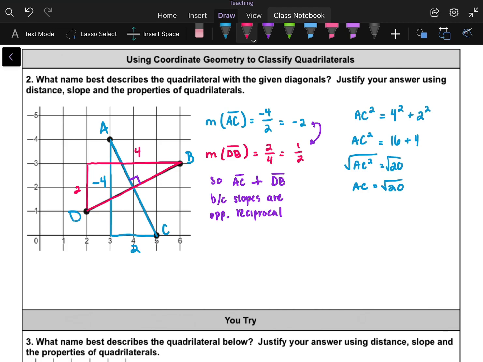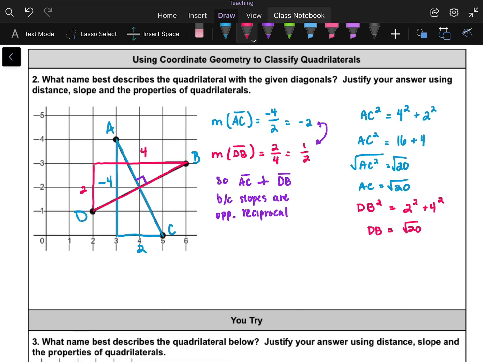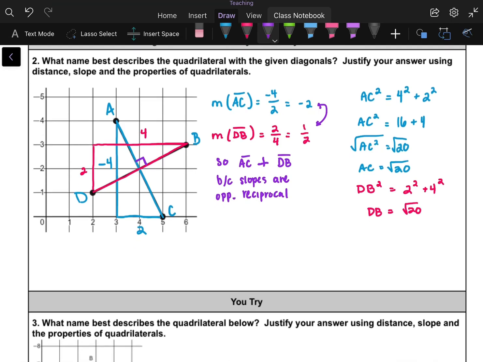Alright, and then we want to find the length of our other diagonal. So length of DB squared equals 2 squared plus 4 squared. You could go ahead and simplify this, but it's the same numbers we used above, so we'll get that the length of DB is also equal to the square root of 20 once we simplify that. Alright, so this tells me that the length of those two diagonals are equal to each other, right? So the length of AC is equal to the length of DB, so then I know that those two segments are congruent to each other.